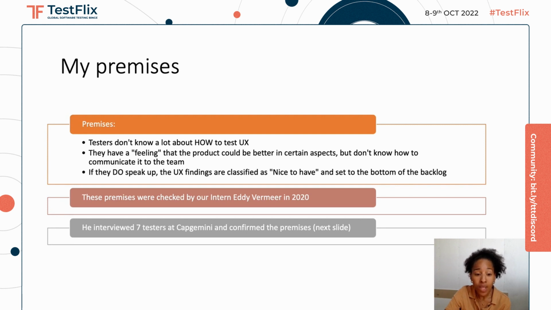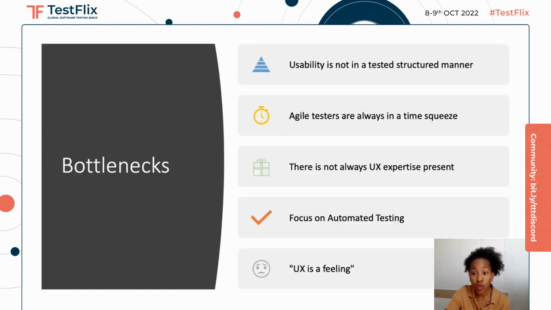So I asked an intern in 2020 to find out if this is correct, and if it would be possible to automate usability testing, because testers love automation. And of course, we have a lot to do in a sprint. We don't have a lot of time. So you see, agile testers are always in a time squeeze.